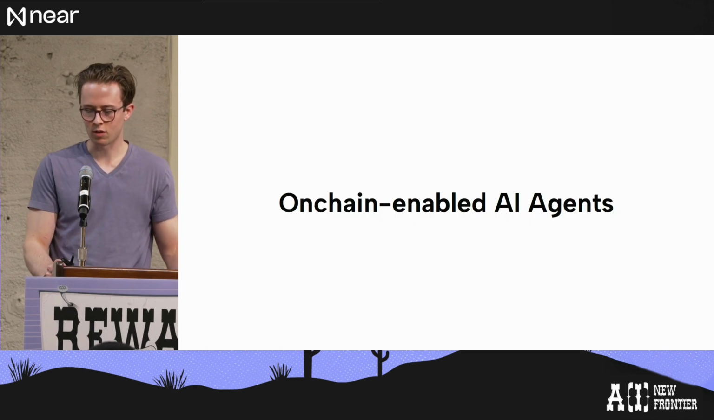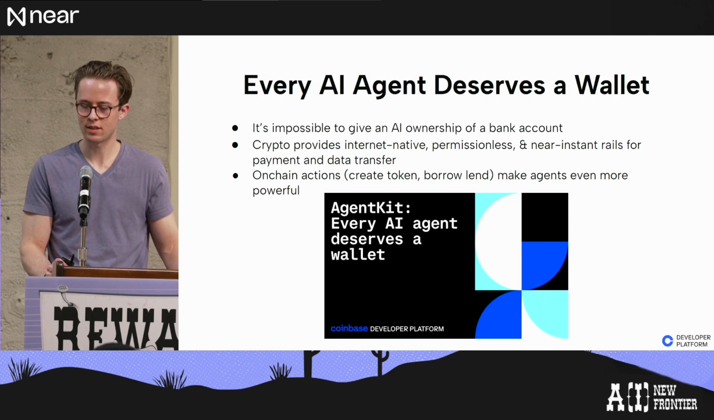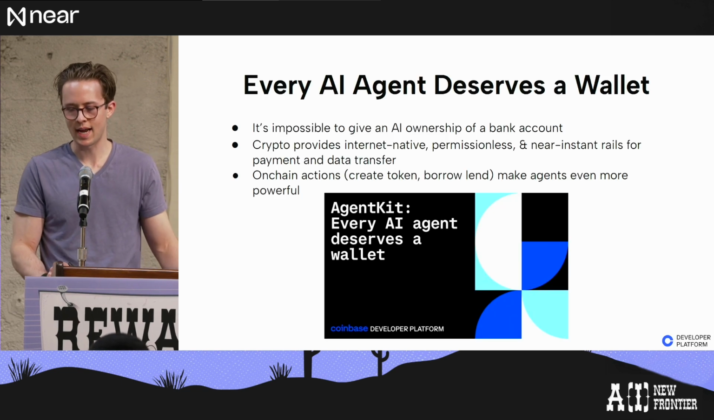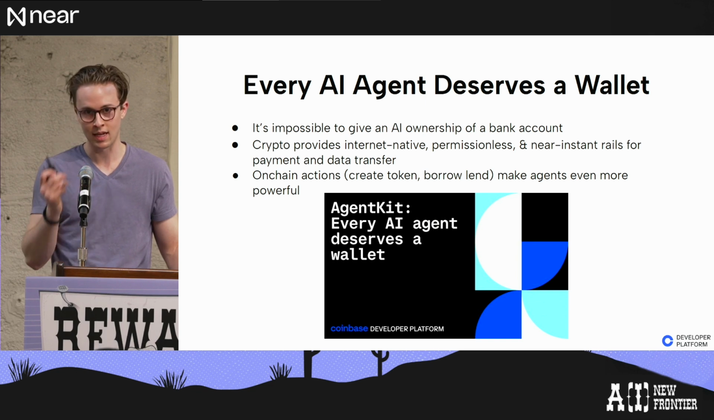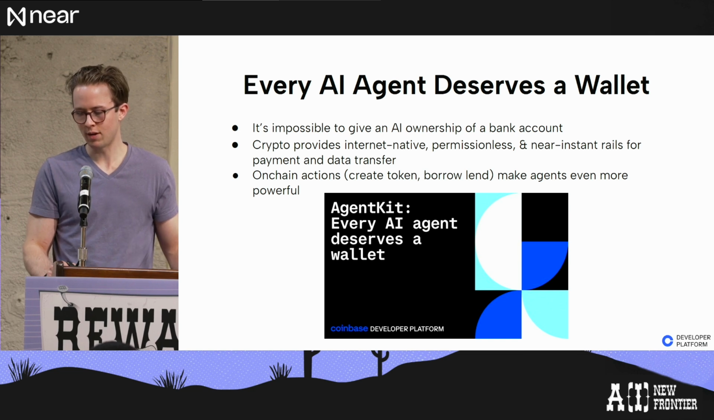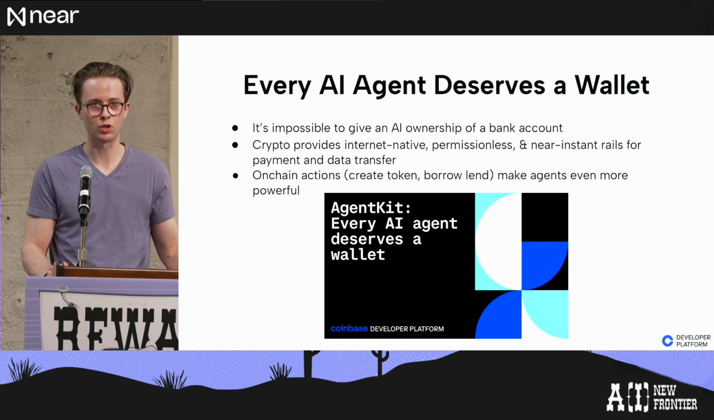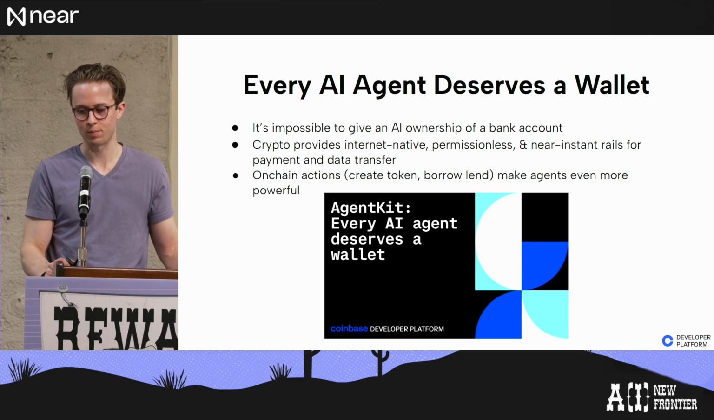So next, we'll talk a little bit about on-chain enabled AI agents. At CDP, we believe that every AI agent deserves a wallet. It's impossible today to give an AI ownership of a bank account, but it's very straightforward to give an AI agent a crypto wallet, and it's even easier for the agent to perform internet-native, permissionless, and near-instant rails for payment and data transfer using that wallet and using the agent's access to blockchain. With on-chain actions, we can provide even more powerful tools to these agents, to create their own tokens, perform borrow and lend, and on-ramp, off-ramp from fiat into crypto.